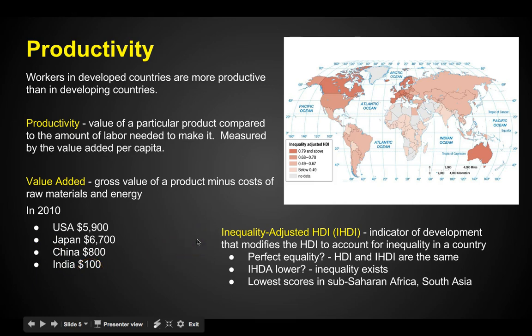Inequality adjusted HDI. So we know what HDI is, well, this is speaking to inequality adjusted HDI. This is the indicator of development that modifies the HDI to account for inequality in a country. So do we have perfect equality? Then the HDI and IHDI are the same. If the IHDI is lower, inequality exists. So of course, we're going to get the lowest scores in sub-Saharan Africa and South Asia because in these places you have a lot of disparity, lack of infrastructure, you've got gender bias, and they're still developing countries.